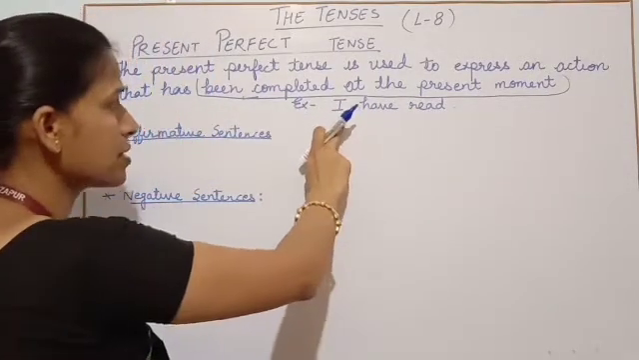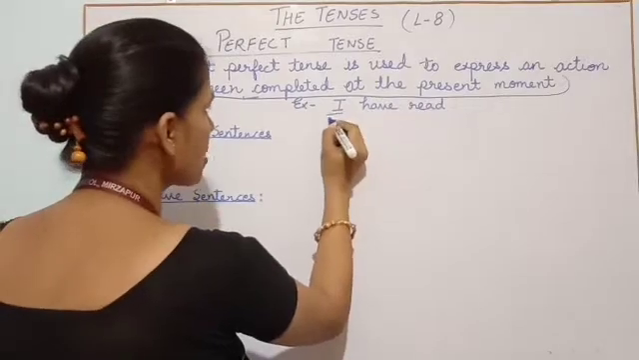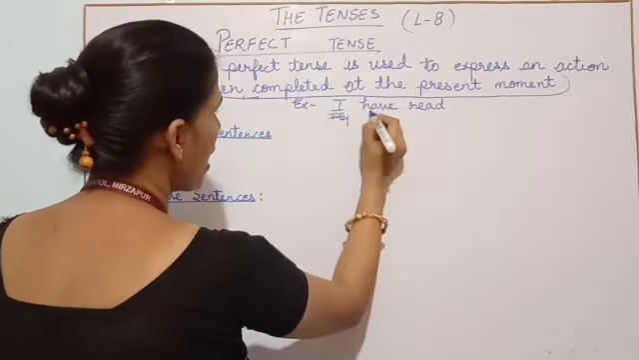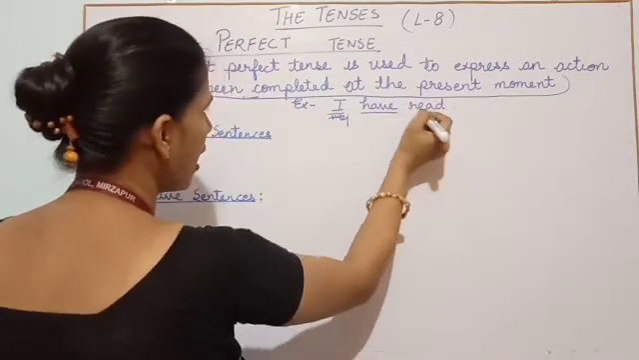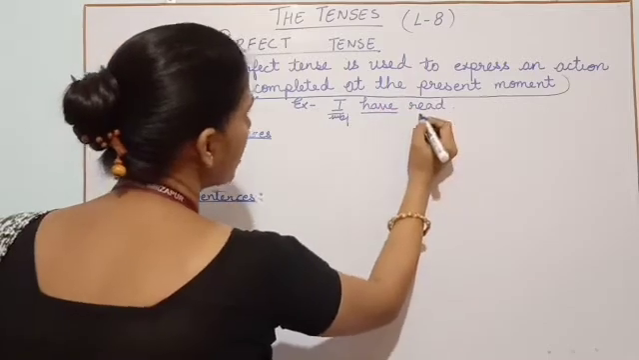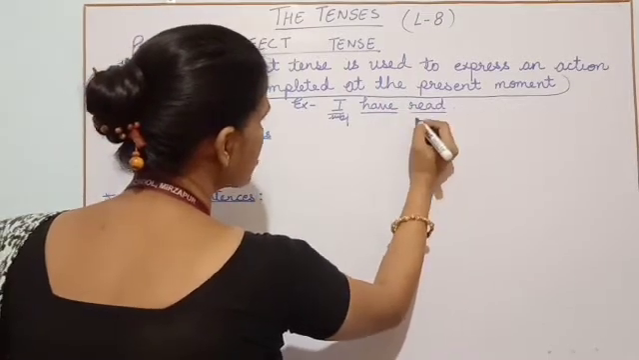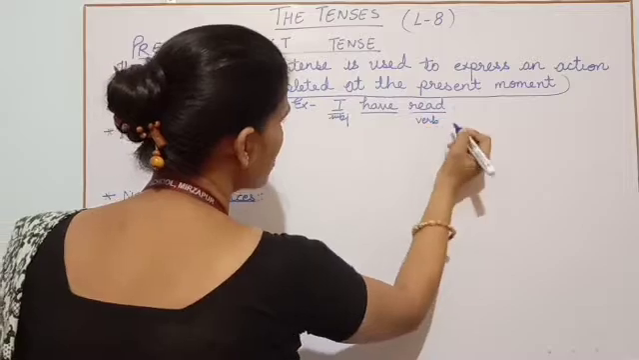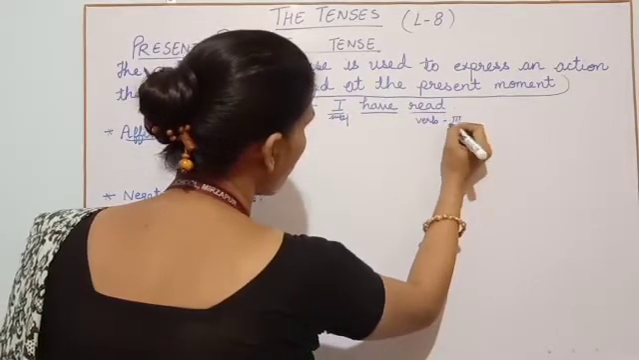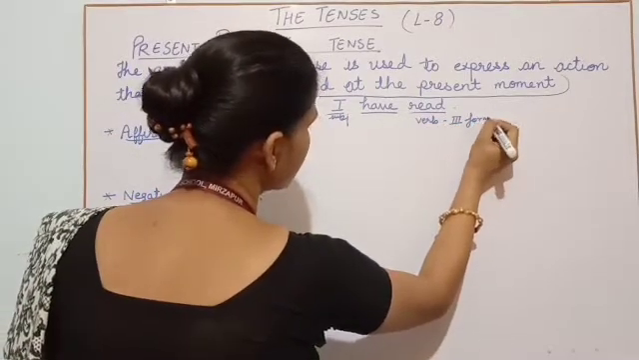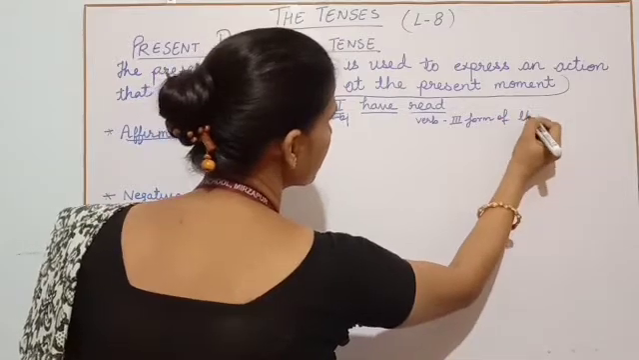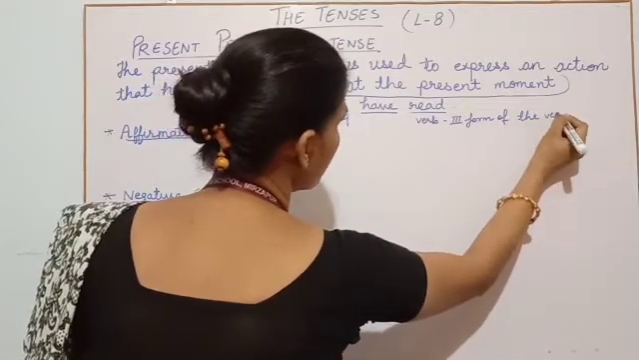This shows that I is your subject here, have is your auxiliary verb or helping verb, and then we have read, read is your verb, which is the third form of the verb.